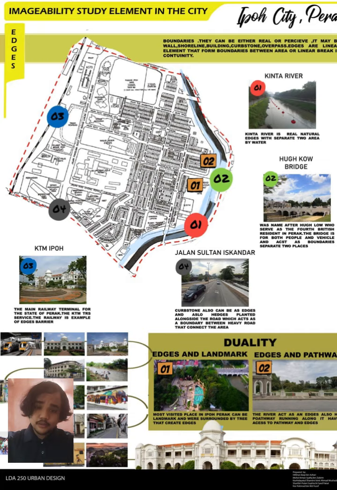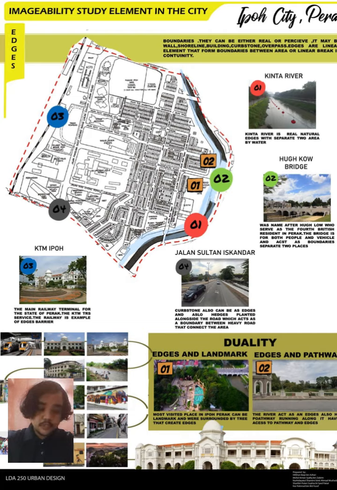Assalamualaikum warahmatullahi wabarakatuh. My name is Baqi bin Azhari. I'm going to represent Group 1 for the edges. So as we know, edges are boundaries which can be real or perceived. It can be like a shoreline, a curbstone, a building, a wall, like that. So the city that we currently study right now is Ipoh City, Perak.